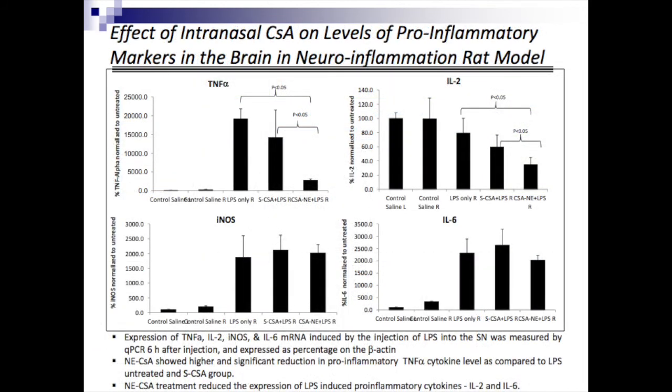And so here you see that when you have these animals treated with cyclosporine, there is a significant reduction in the TNF levels in the brain. You see the levels after LPS administration skyrocket up to almost 20,000-fold above baseline, but then you see a significant reduction after treating with cyclosporine. When you see the same effect with IL-2, we didn't see as much effect on iNOS, and that may be just the kinetics that we're looking at.